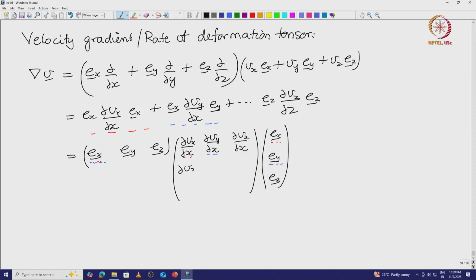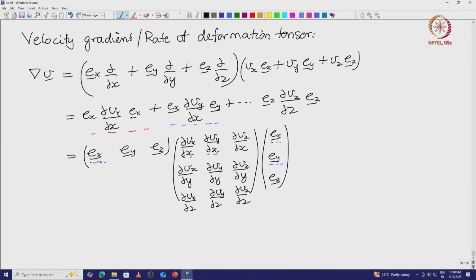partial Vx by partial y, partial Vy by partial y, partial Vz by partial y, partial Vx by partial z, partial Vy by partial z, partial Vz by partial z. Okay. That is the velocity gradient tensor or the rate of deformation tensor.